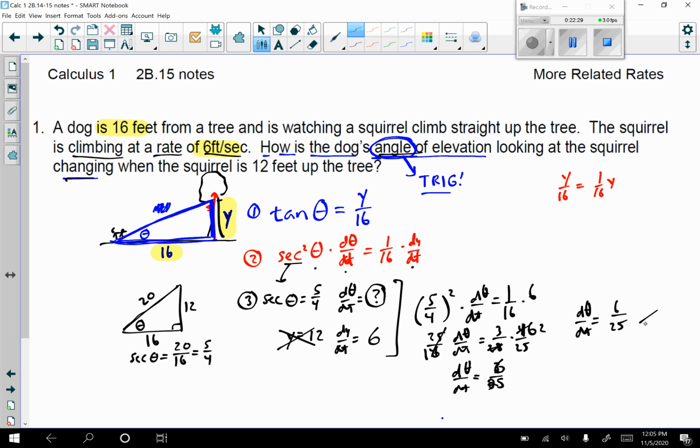I know it's going to be per second because that's the time, dt. What is theta measured in? You never found an angle on this. They didn't tell you degrees. They didn't tell you radians. Didn't tell you anything. The answer to this one is radians.